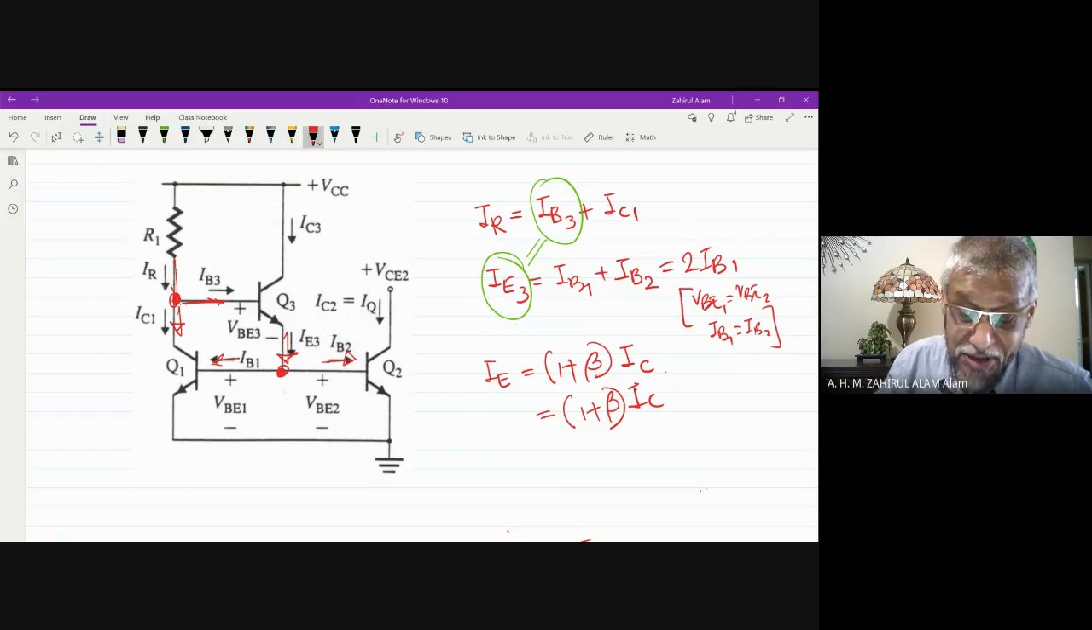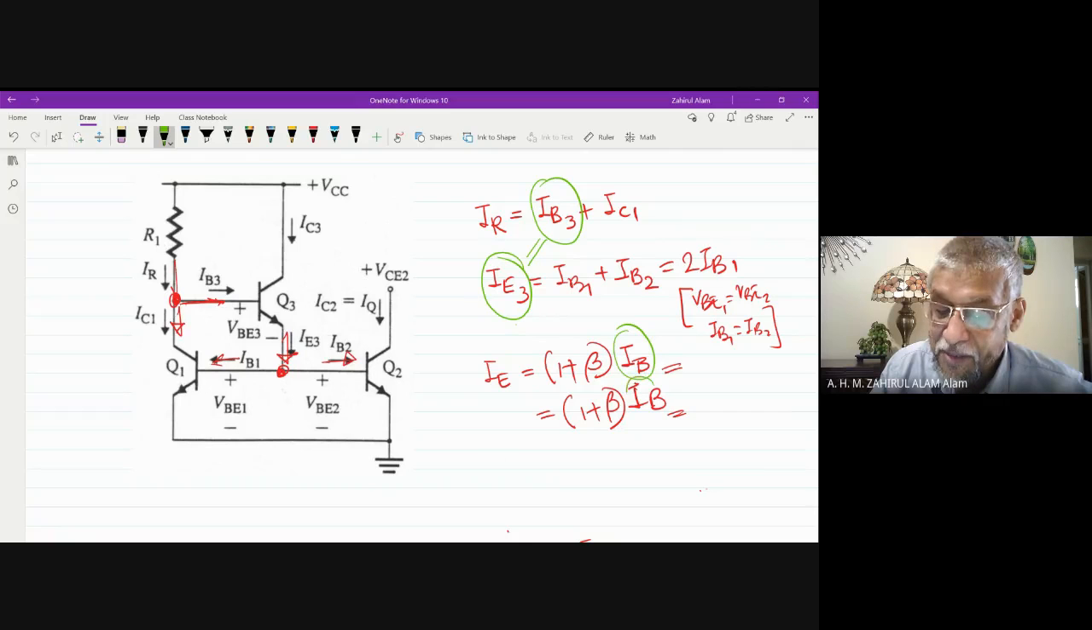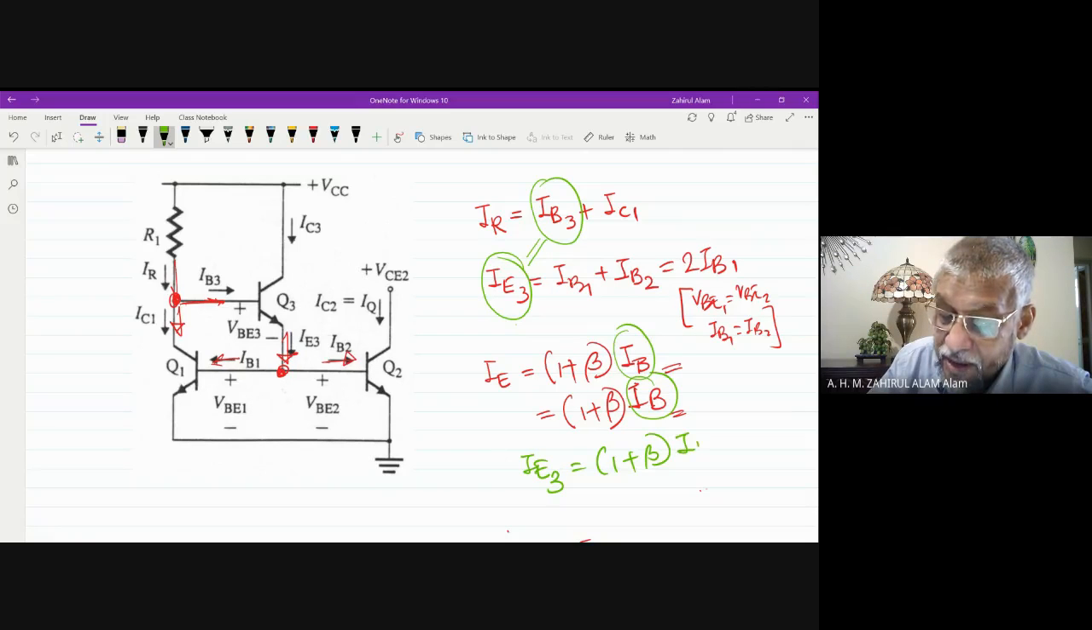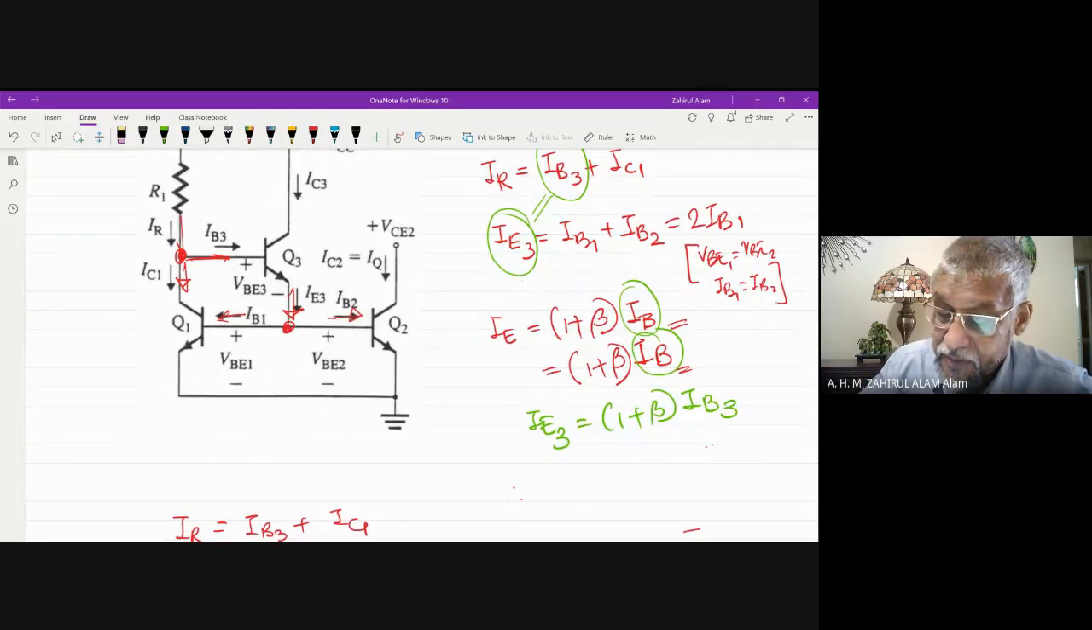Oh, yes, you're right. So this is wrong, is it right? Yeah, now I wrote the wrong formulation here, correct? It's supposed to be not IC, it's supposed to be IB. If it's IB, then IE3 equals 1 plus beta times IB3. Now correct.